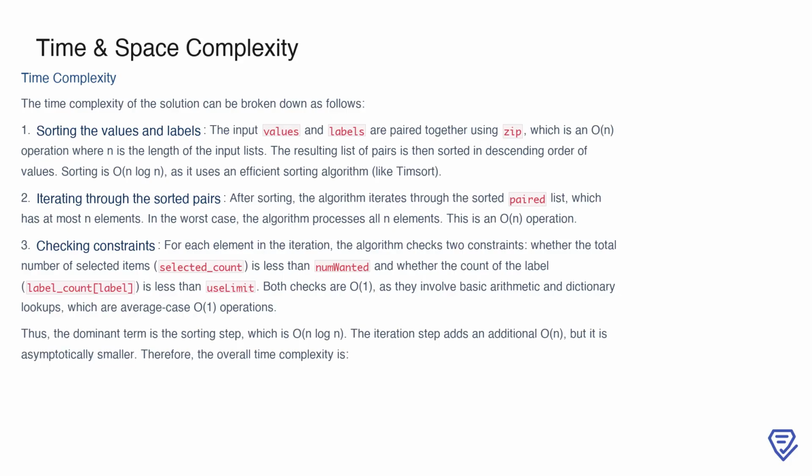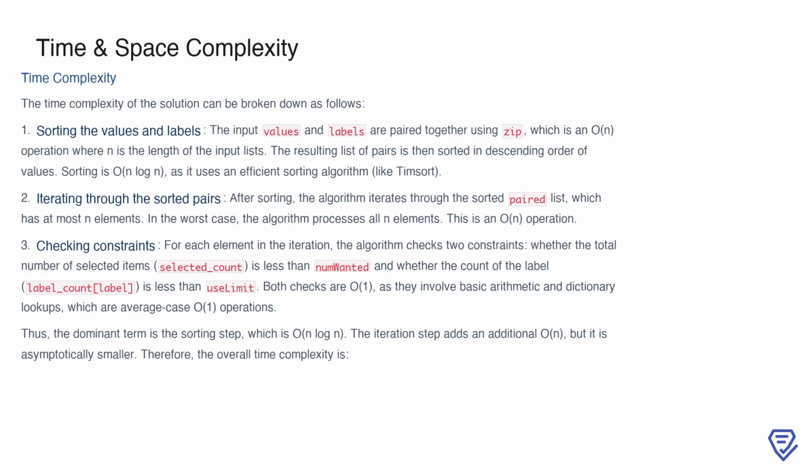To analyze the time complexity of our solution, let's break it into its main components. First, we pair the values and labels lists using the zip function. This operation has a time complexity of O(n), where n is the number of elements in the input lists. Once paired, we sort this list of tuples in descending order based on the values. Sorting a list of size n uses an efficient algorithm like timsort, which has a time complexity of O(n log n). Next, we iterate through the sorted list to select items based on the constraints. In the worst case, this involves processing all n elements, which is an O(n) operation.